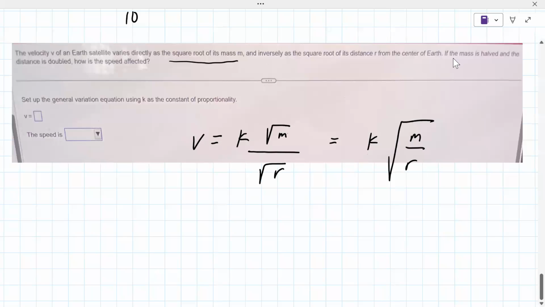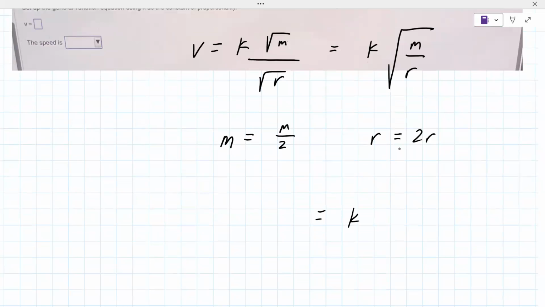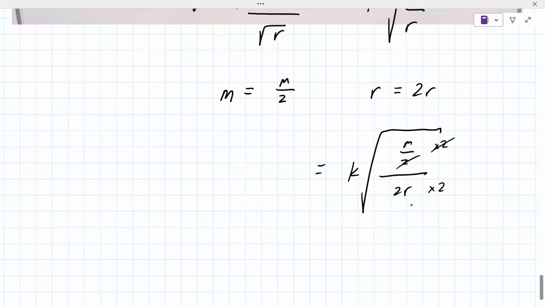Now, it says if the mass is halved and the distance is doubled, how is the speed affected? So basically, m goes to m divided by 2, and distance r is 2r. When you put these in, it looks a little weird at first, but it's m over 2 over 2r. The way this simplifies, if you multiply the top and bottom by 2 to clear that, you get square root of m over 4r.